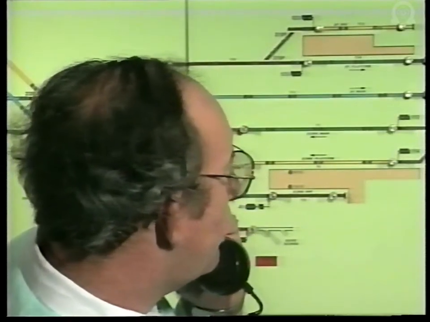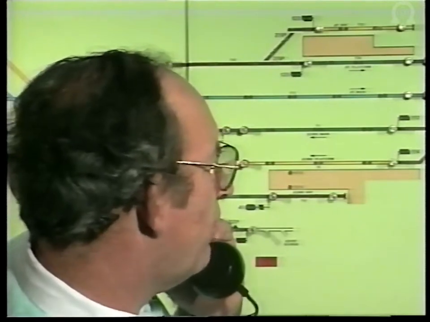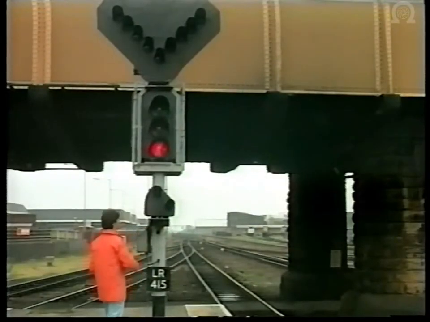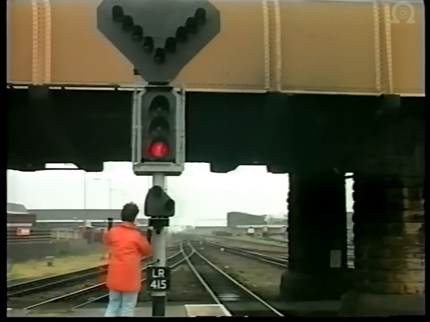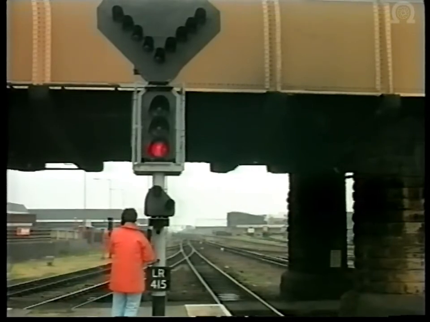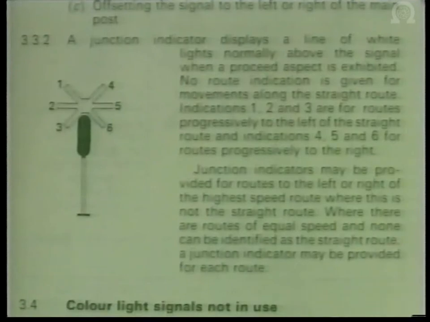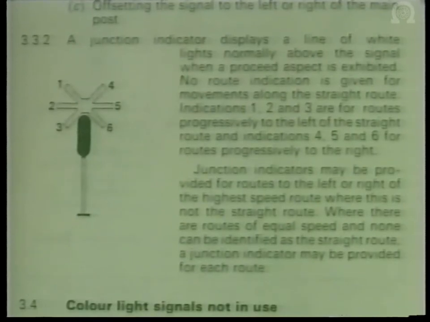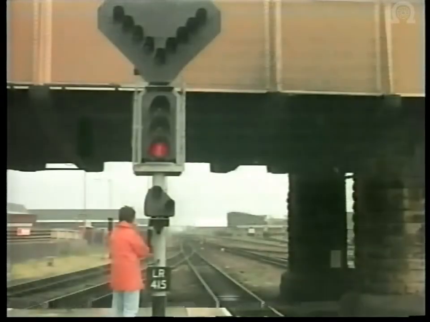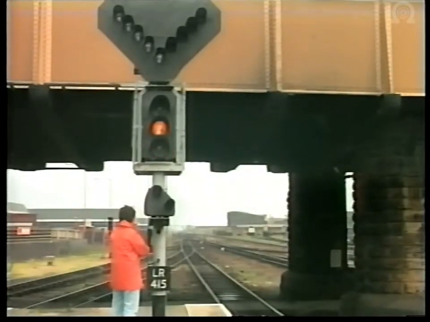What aspect is signal LR415 showing? Signal LR415 is showing red. You will notice that no reference was made to the route indicators, as no indications were present. In general, only what is displayed is reported. Let's look at a situation where a junction indication is present.